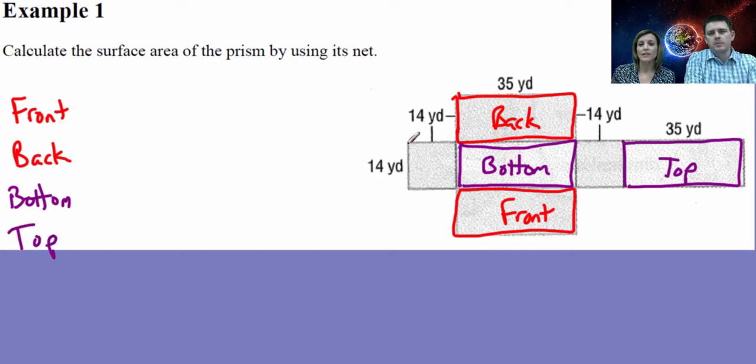And then our left and right side. This is a Kleenex box. It does kind of look like a Kleenex box that's been opened up.